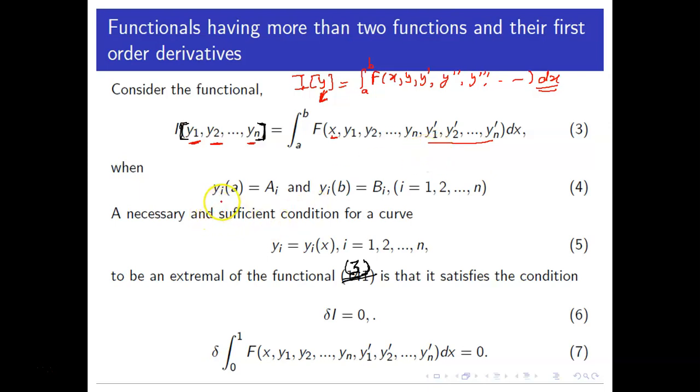You are given the boundary conditions yi at a is ai, yi at b is bi, meaning y1 at a is a1, y2 at a is a2, and so on. So these are the two end boundary conditions. We also know that the necessary and sufficient condition, which we have already established in our previous lectures, for a curve y equal to yi to be an extremal of a functional as given in 3 is that it satisfies the condition del I equal to 0. That means the variation of the functional is 0.